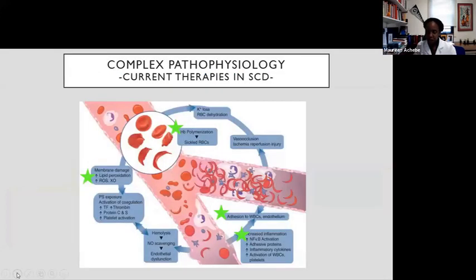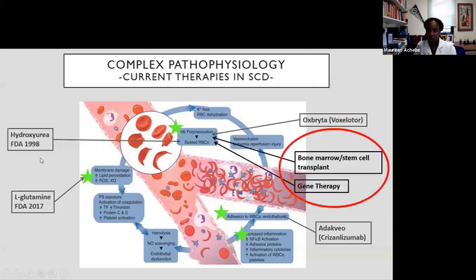So now when we look at sickle cell disease, we see the hemoglobin polymerization as the central pathophysiology, but we also see that there are other abnormalities that are in every patient who has sickle cell disease. Although this has made the picture more daunting, these other abnormalities have presented as targets for treatments and have allowed us to develop more treatments for patients with sickle cell disease.